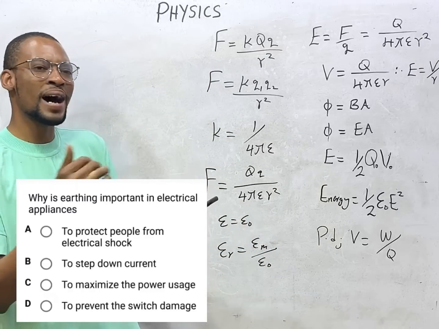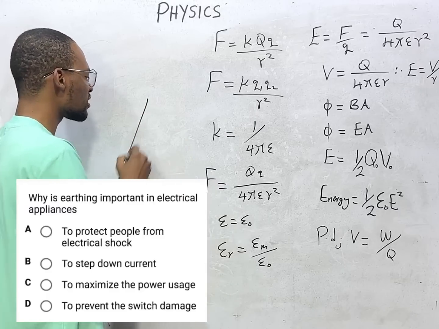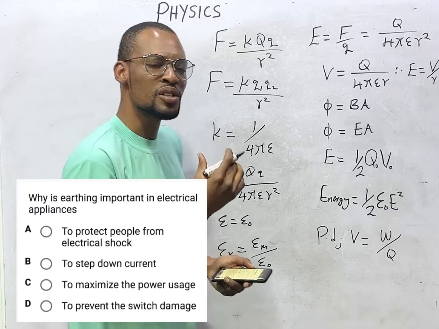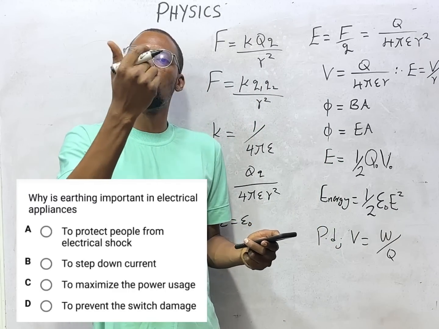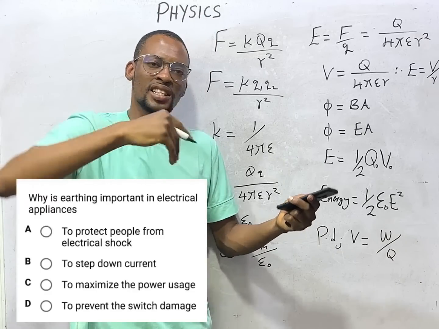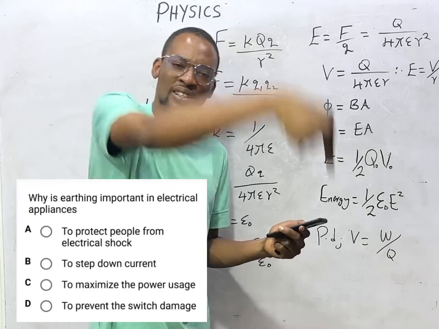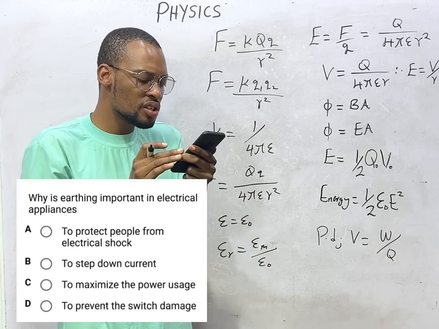Earth is a pathway for fault current to flow, so as to prevent your things from getting damaged. If you have a long pole or a conductor in your house as that earth, when there is a fault current, the fault current goes to the earth and goes down, and this prevents all this unnecessary shock.